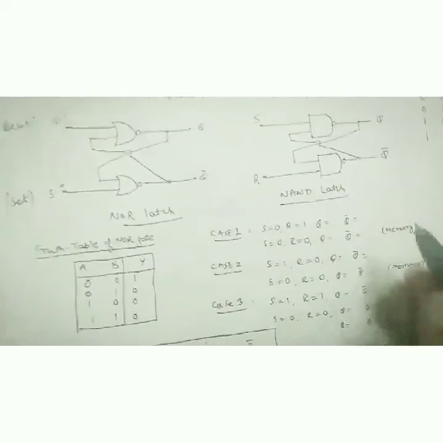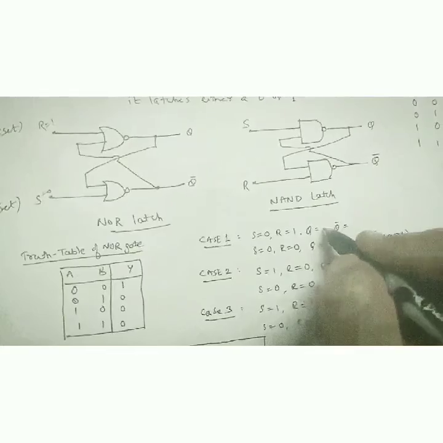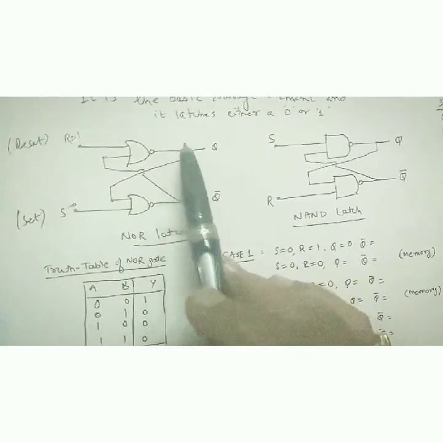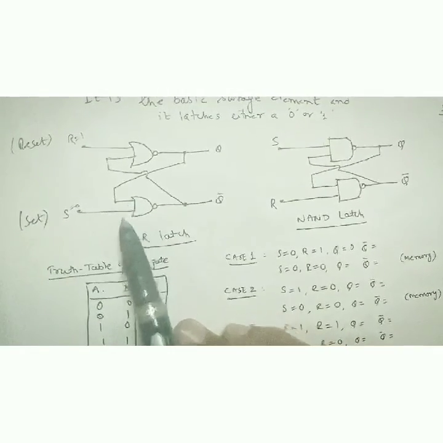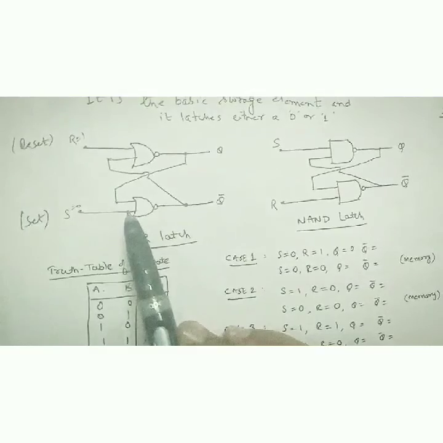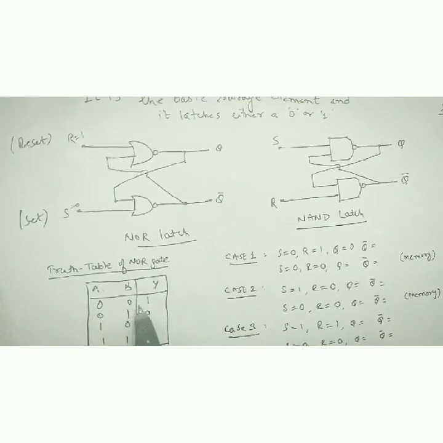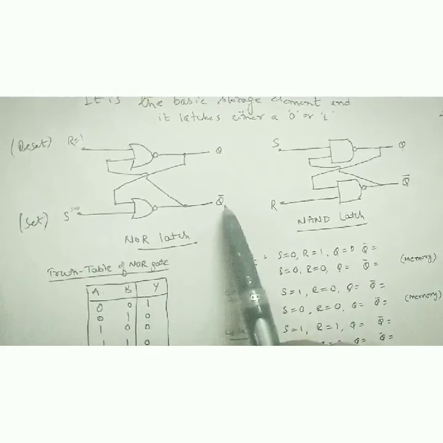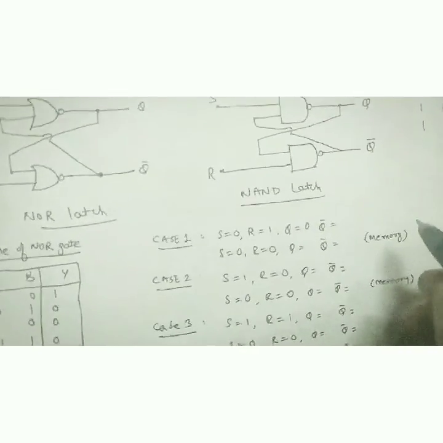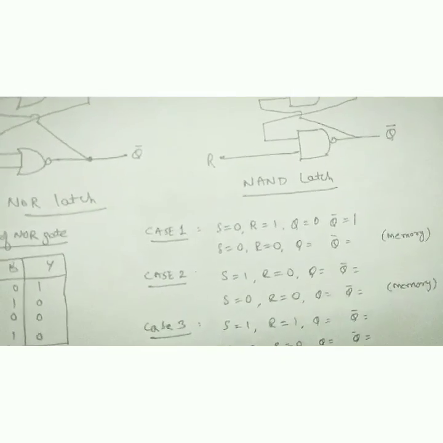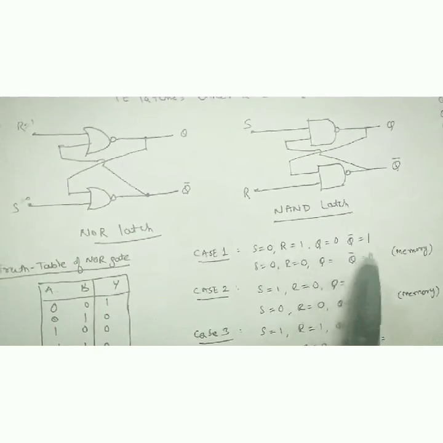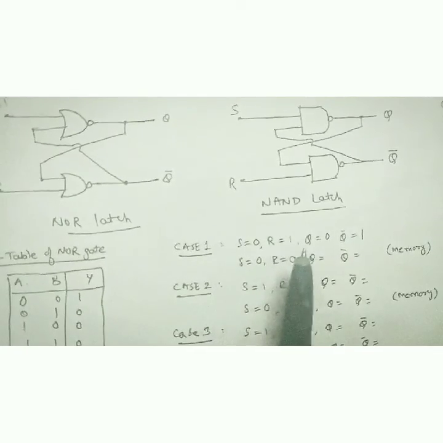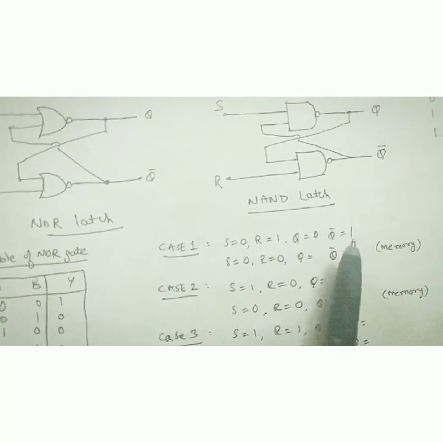So I am writing Q to become 0. Now this 0, here we are getting 0. Since this is 0 and this is 0, when both the inputs are 0, as you can see over here, this gives the output as 1. So we are getting Q bar as 1, and I am writing here Q bar as 1. So this is the way we are getting the outputs. When S is equal to 0 and R is equal to 1, we are getting Q equal to 0 and Q bar equal to 1.